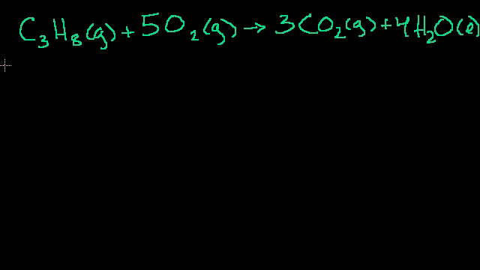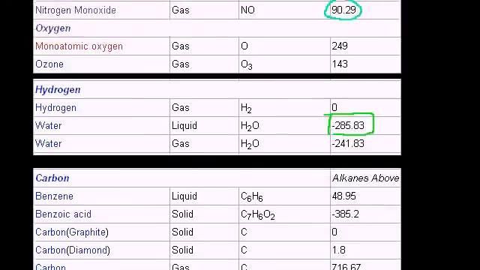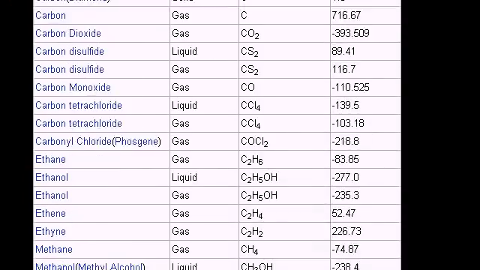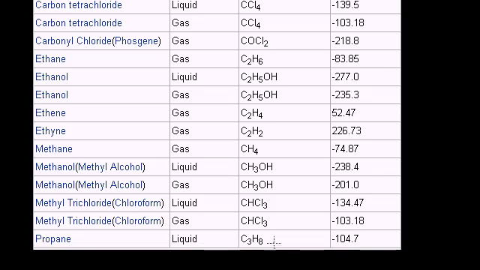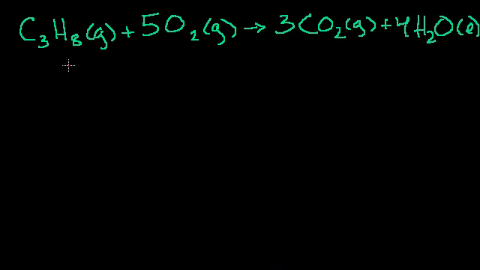Well, it's the same drill. What's the heat of formation of propane? Look it up here. It is amazing how exhaustive these lists really are. Propane is down here in its liquid state. Heat of formation minus 104.7. So let me write that down. Minus 104.7.